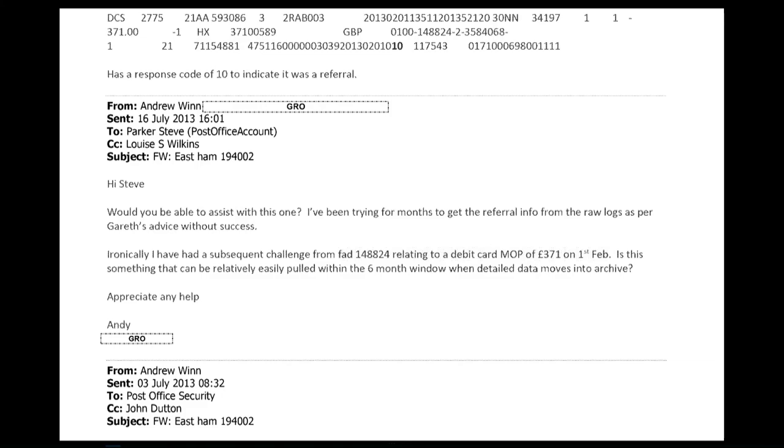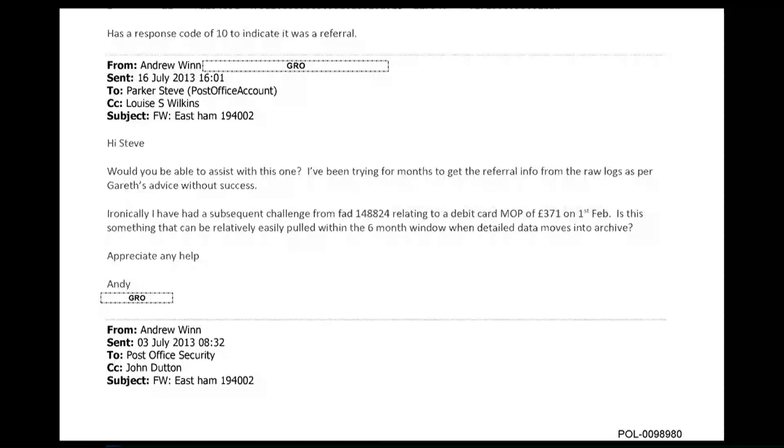If we look at the bottom of this page, page 3, we can see an email from Andrew Wynne to you of the 16th of July 2013 at 16:01. Hi, Steve, would you be able to assist with this one? I've been trying for months to get the referral info from the raw logs, as per Gareth's advice, without success. Ironically, I've had a subsequent challenge from, some details are given, is this something that can be relatively easily pulled within the six-month window when detailed data moves into archive? Appreciate any help. And then you reply at the bottom of page 2, please.